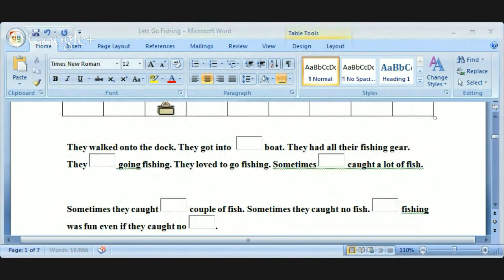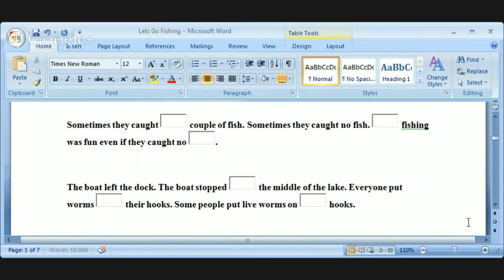They walked onto the dock. They got into the boat. They had all their fishing gear. They were going fishing. They loved to go fishing. Sometimes they caught a lot of fish. Sometimes they caught a couple of fish. Sometimes they caught no fish. I don't know. Just put anything in there. But fishing was fun even if they caught no fish.